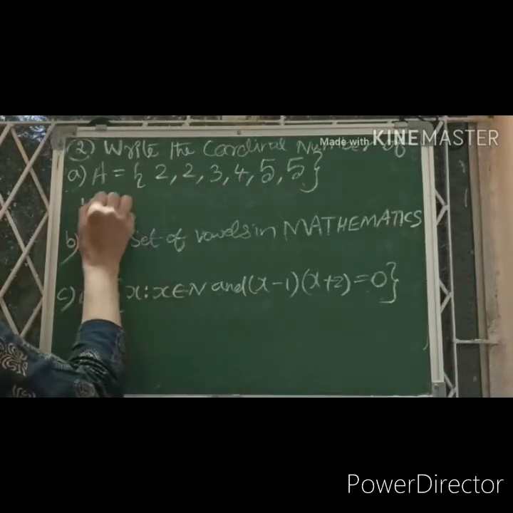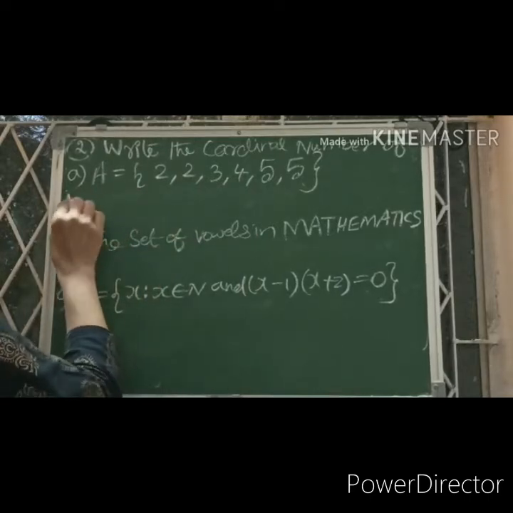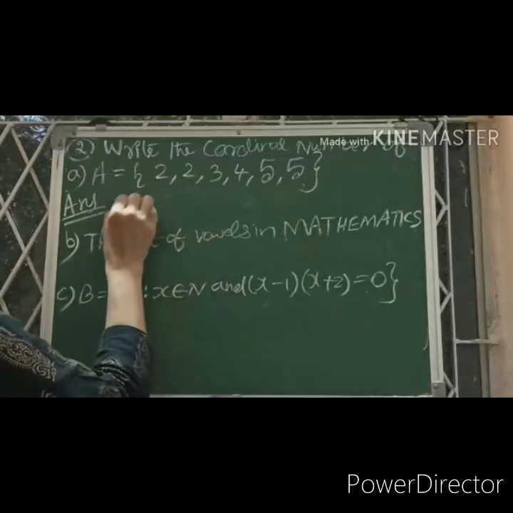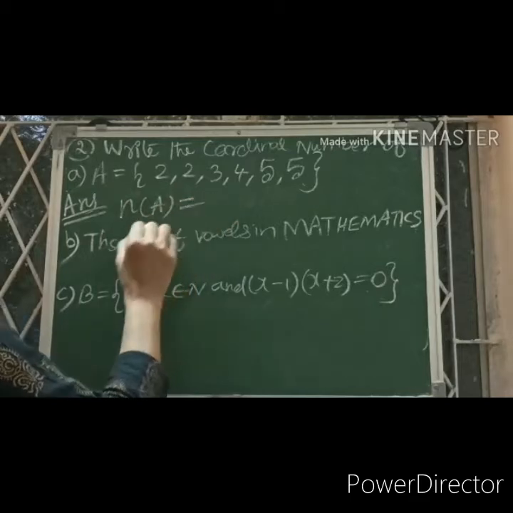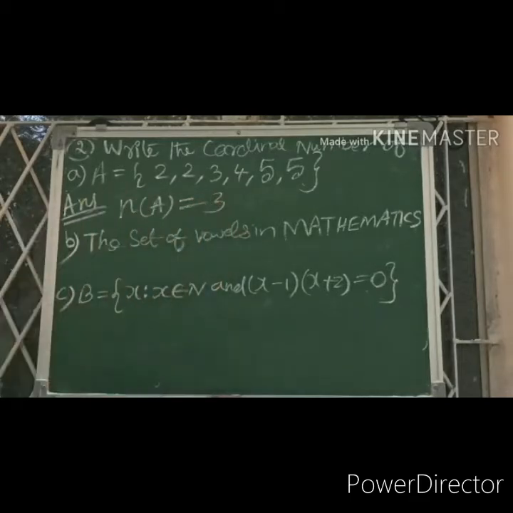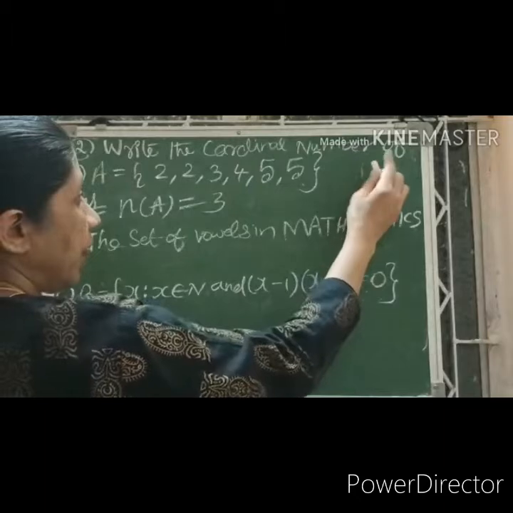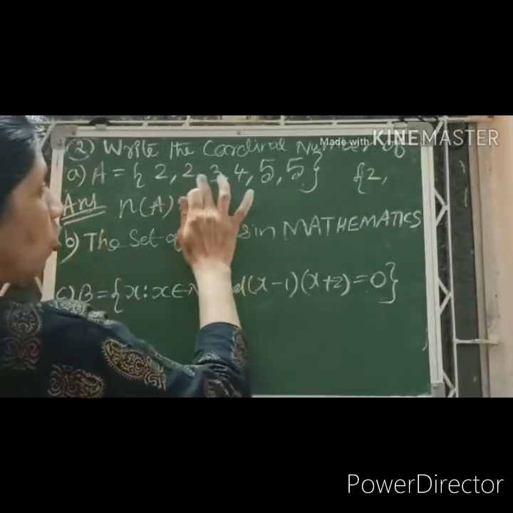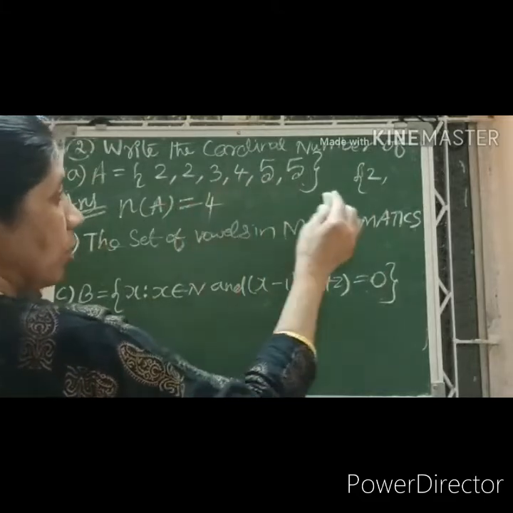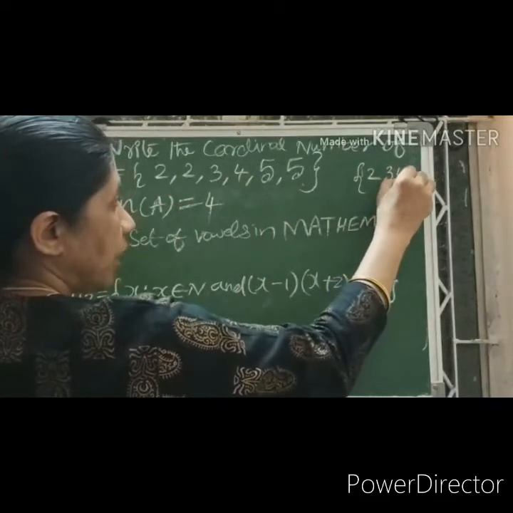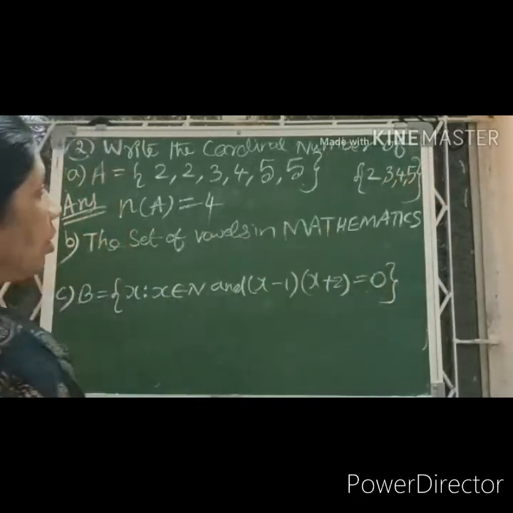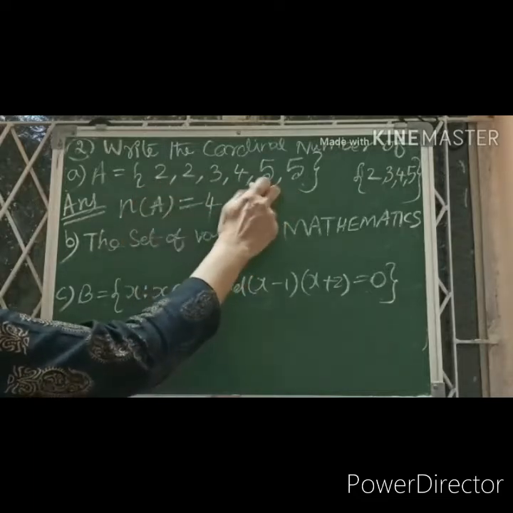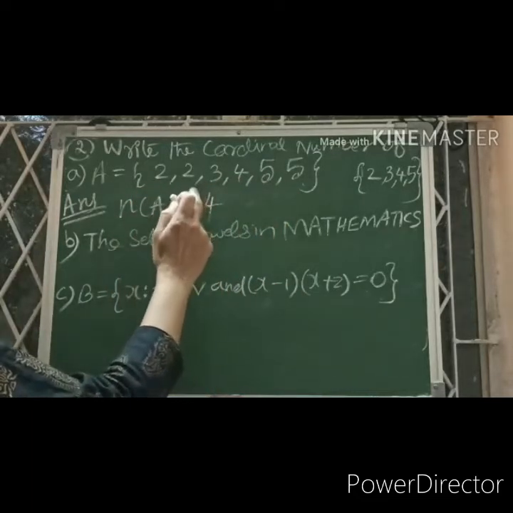So what is n of A? How will you write the answer? You will write the answer as you will get in 1 mark such questions. n of A is 2, 3, 4, 5. n of A is 4. So what is the answer? 2, 3, 4, 5. It's not 6. 6 numbers are there, but 2 and 5 are repeated. So n of A is equal to 4.